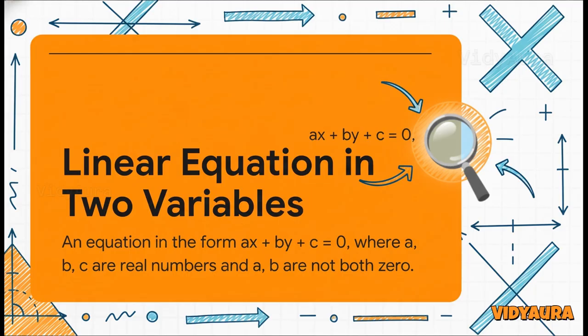Let's break it down. The x and y are our variables, the things we don't know. The a, b, and c are just numbers. They can be anything: positive, negative, fractions, whatever. We call a the coefficient of x, b is the coefficient of y, and c is just a constant. Now, there's one little rule. A and b can't both be 0. Why? Well, if they were, the x and y would disappear and we wouldn't have an equation with two variables anymore. And fun fact, why is it called linear? Because if you were to graph it, it always makes a perfectly straight line.